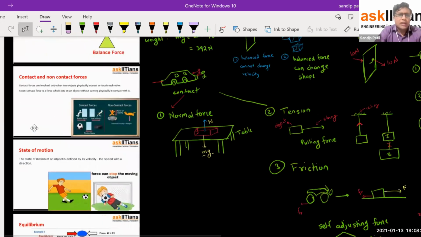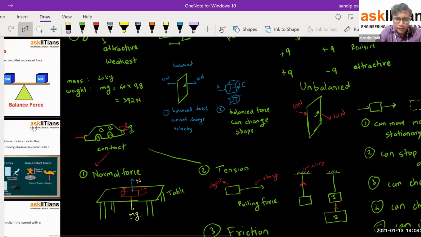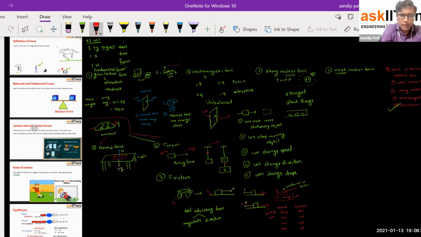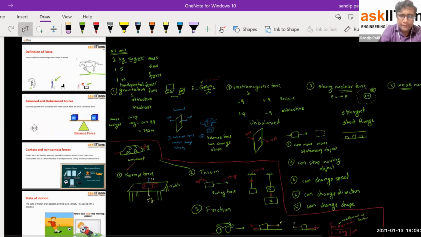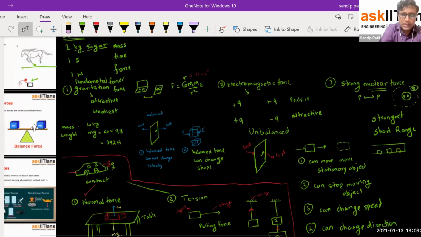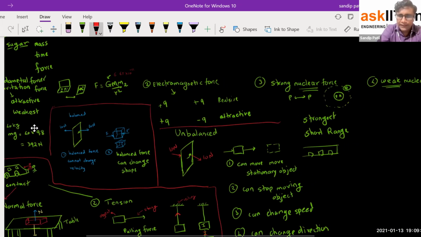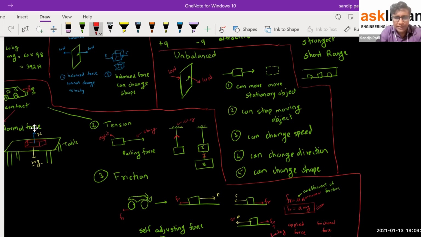Okay. Now let's talk about the non-contact forces. So where should I write now? Yes, so let me see. This whole part was about contact forces. Then I can also say this is another point, which is called balanced forces, and this is our unbalanced forces, right? And initially we have seen some types, so I'm just segregating this so it is easy to understand, right?